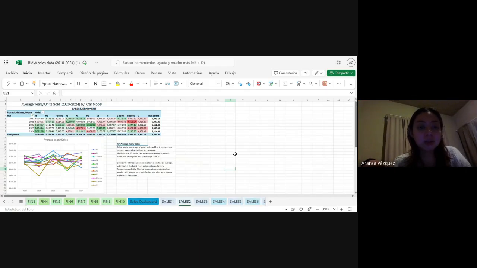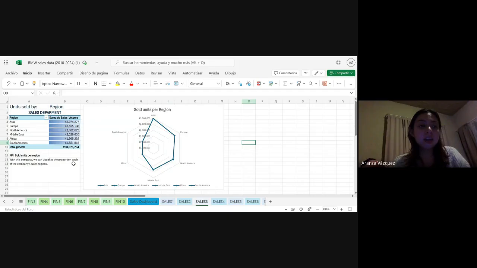Here in average units sold, we have the yearly units sold to understand product sales over time. We can see that the X6 model is presenting an increasing trend, selling well over the average in 2024, and the i3 model is the lowest in total sales. Here we have units sold by region. With this indicator, we can visualize the proportion of each of the company's regions.